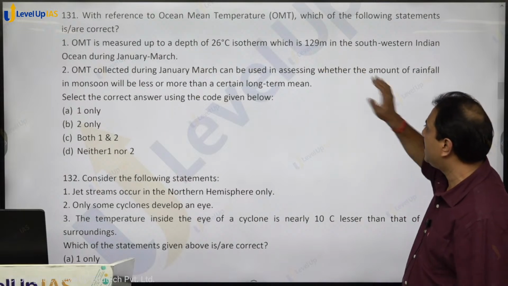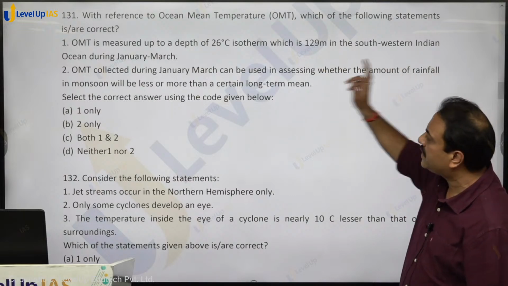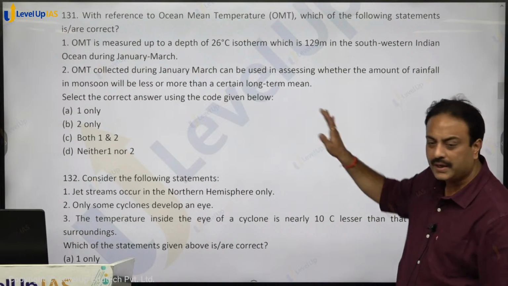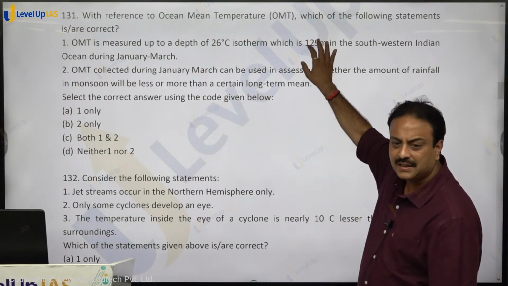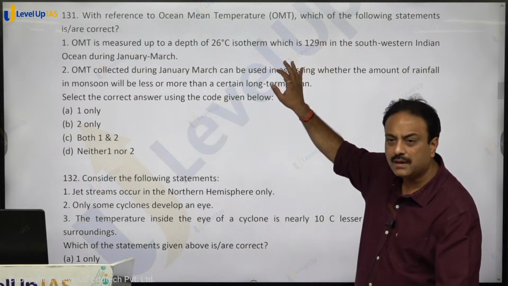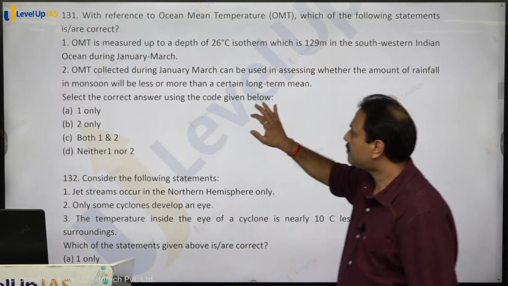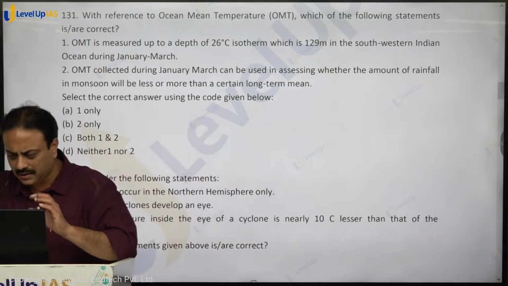Ideally, it is written 129 meter in the southwestern Indian Ocean during January-March. So the entire statement is correct. Only this depth is wrong. Clear on that? 100%. इसमें कोई क्रॉस क्वेश्चन है?